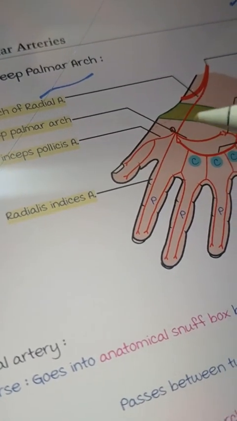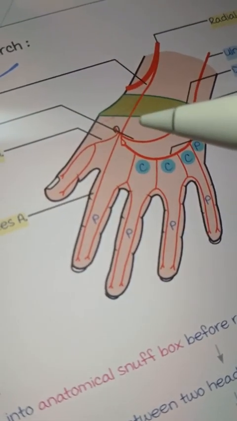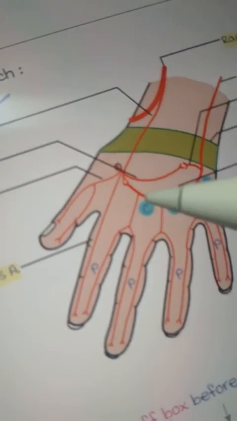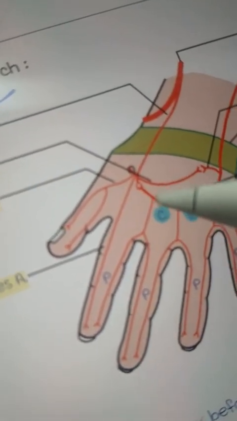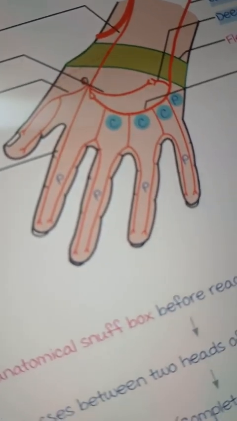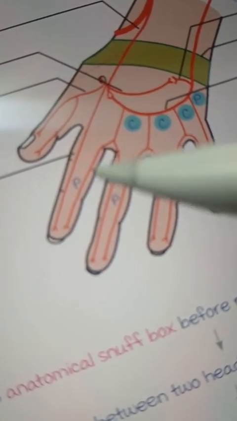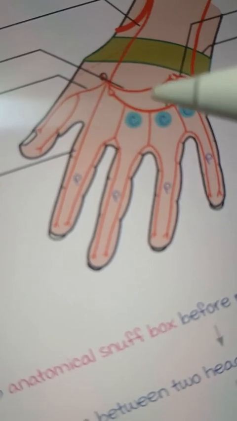This is a very different artery. So here is the superficial branch of the radial artery. From that what we have is the princeps pollicis artery. And what is this? C is basically common digital arteries, and P are the proper digital arteries. So these are the proper digital arteries. These are the common digital arteries.